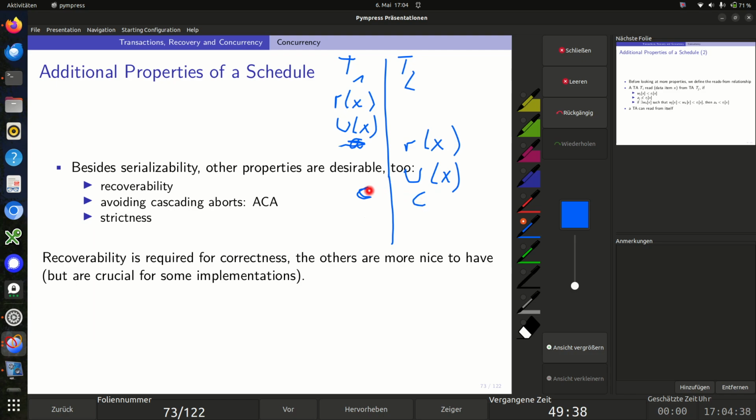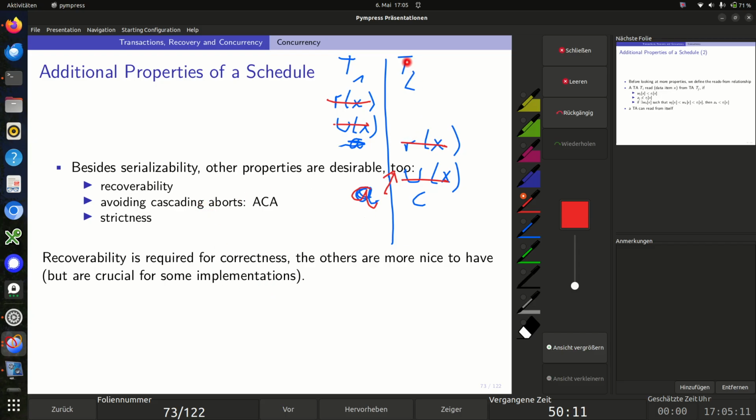Because what happens if there's no commit but an abort? This means that you must cascade the abort. So this would mean that, okay, here's the abort, then everything which has read from my transaction, so this transaction 2, must abort all the values. So this has all been reset. So this is nonsense, and then we can undo all the operations. And this is called recoverability.